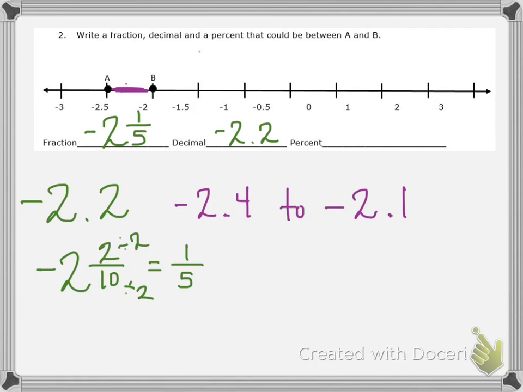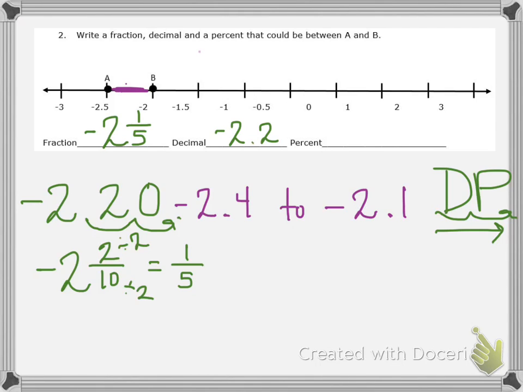Okay? Then if I want to write that as a percent, remember when we go from a decimal to a percent, I'm going to use Dr. Pepper. We're going decimal to percent, so I'm going to move my decimal to the right, and I'm going to move it 2 places. Okay, so let's look at our decimal here. Start at my decimal. I'm going to move it 2 places. 1, 2. Okay? Now, when you have an empty space there, we just need to add a 0. So this percent would be negative 220%.